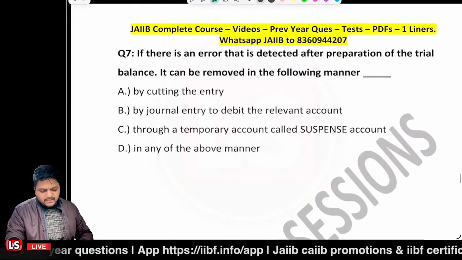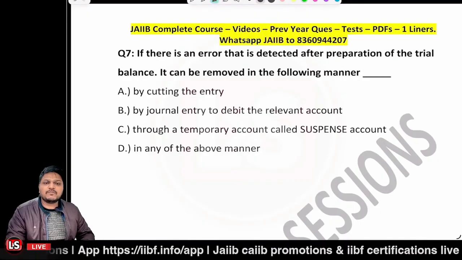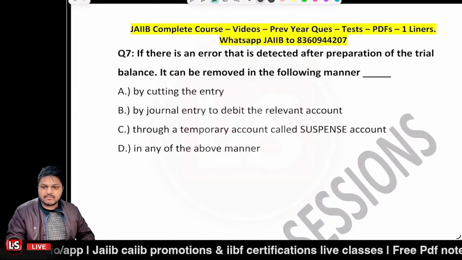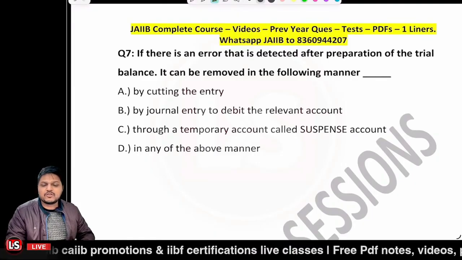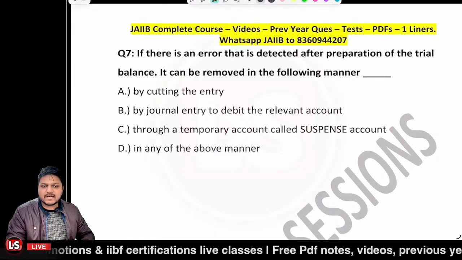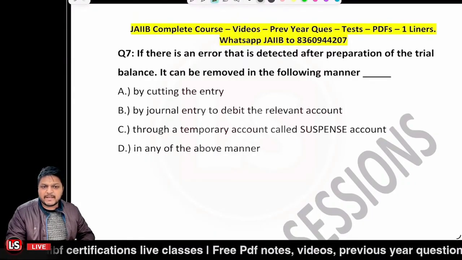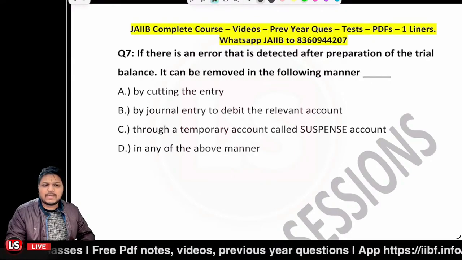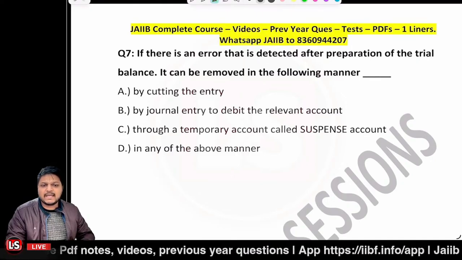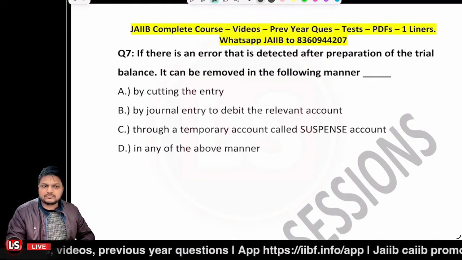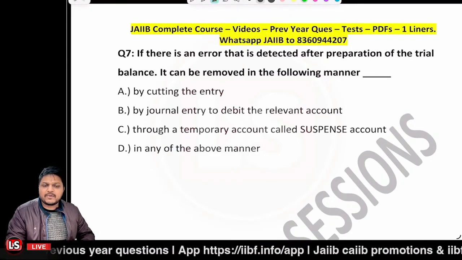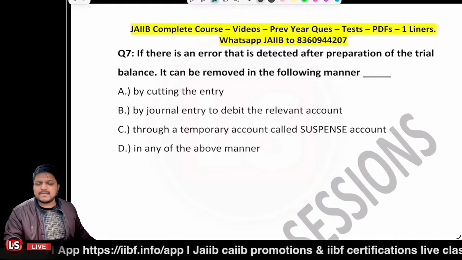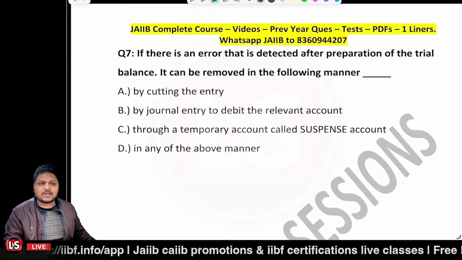If there is an error that is detected after preparation of the trial balance, it can be removed in the manner by doing what? After the preparation of the trial balance, if an error is detected, how will you resolve it? By cutting the entry, by journal entry to debit the relevant account, through a temporary account called suspense account, or in any of the manner above. If you've already prepared the trial balance, in that scenario, we are to open the suspense account. We will be working through the suspense account.